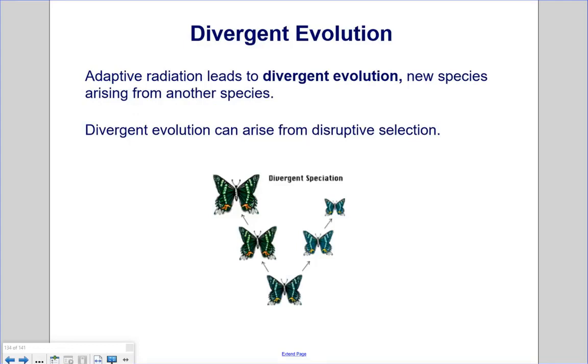Divergent evolution. Adaptive radiation leads to divergent evolution, new species arising from another species. Divergent evolution can arise from disruptive selection. For instance, the small-winged butterflies and the large-winged butterflies tend to flourish, and the butterflies that have medium-sized wings do not flourish. These are the more intermediate trait, and the medium-winged butterflies were the common ancestors. So the common ancestor butterfly with the medium wings was an intermediate trait that was favored against, and then the large-winged butterflies and the small-winged butterflies flourished, and therefore we have 2 new species of butterflies.